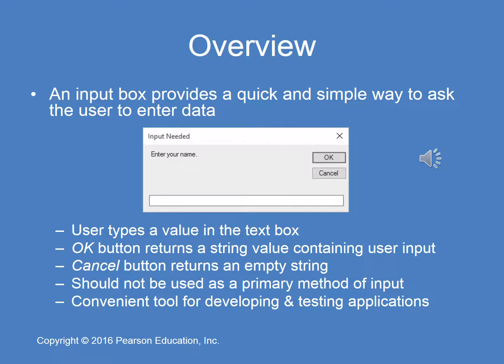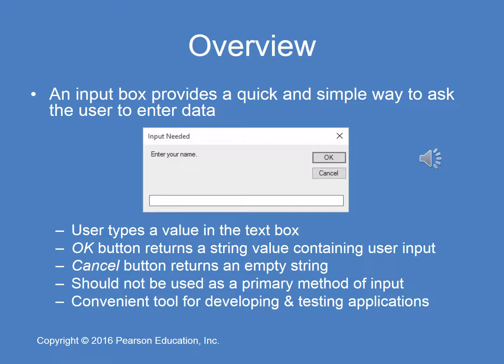An input box is used to prompt the user to enter data, and it provides a text box as part of the input box where values are typed. The OK button returns a string value containing the user input. There's also a cancel button, which returns an empty string. This is not something you use as a primary method of input. It is also very convenient to use for developing and testing applications. Let's take a look in our next slide at the format of the input box.